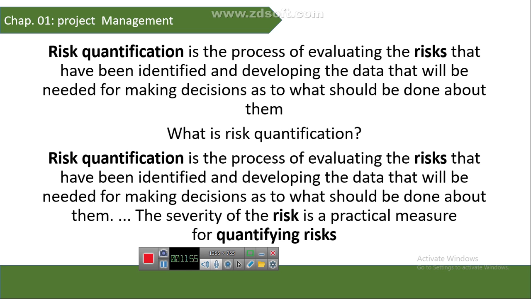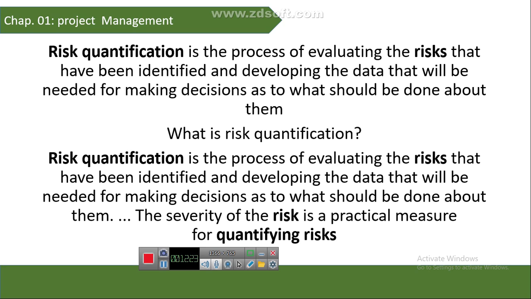So in risk quantification, first you will evaluate and identify and develop the data. Once you have developed and collected the data, then you will prioritize and rank the risk. Which risk is more dangerous to the project? First you will identify that. Then see the second risk, which causes more losses for the project and the organization. Then solve the second risk, then third, then fourth, then fifth.